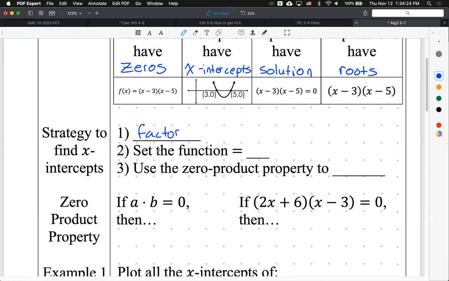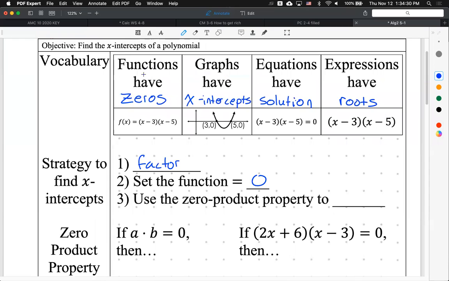Next, you are going to what? Set the function equal to 0, exactly, because you're turning your function into an equation so that you can find the solution. And then finally, you're going to use the zero product property to solve. Over and over and over, these 3 steps you will do.